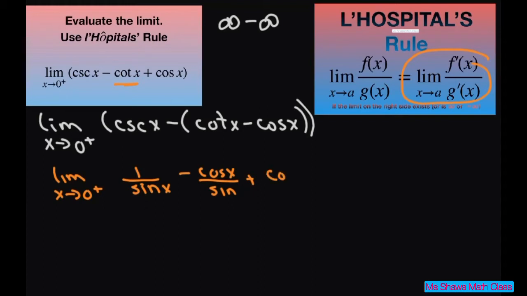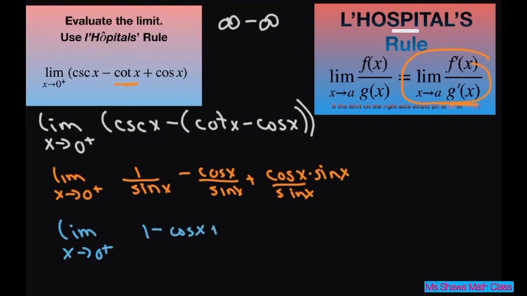cosine of x. Now to get the common denominator so we can use a different form, I'm going to write sine of x under here. So I had to multiply this by sine of x. Now the whole thing can be rewritten as the limit as x approaches 0 from the right of 1 minus cosine of x plus cosine x times sine of x, all divided by sine of x.